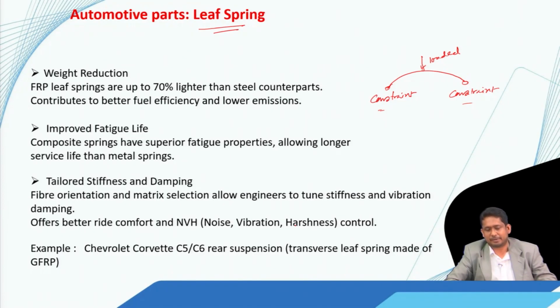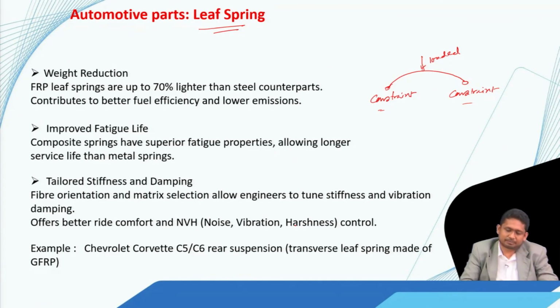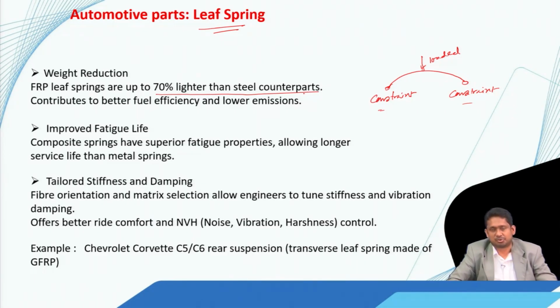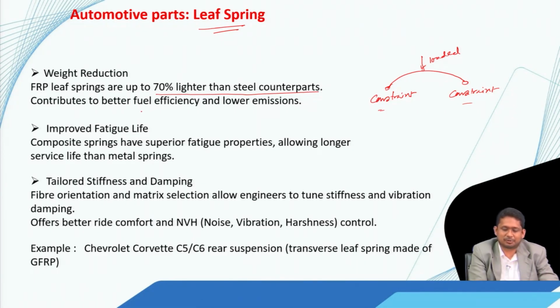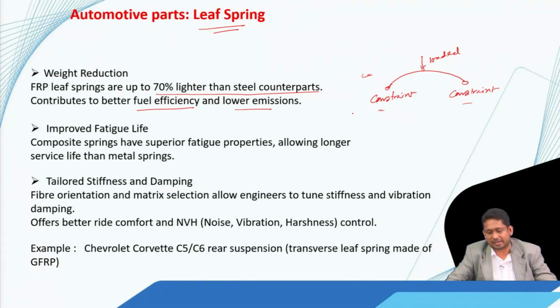Now if we make this leaf spring using composite, we can make it 70% lighter than steel counterparts. Finally it contributes to better fuel efficiency and lower emissions. Not only that, these generally suffer a lot of cyclic load, so they are fatigue prone. Composites improve the fatigue life, so it has better service life. And also we have seen that we can tailor the properties of composites with more control than the isotropic counterparts. So tailoring is possible here.